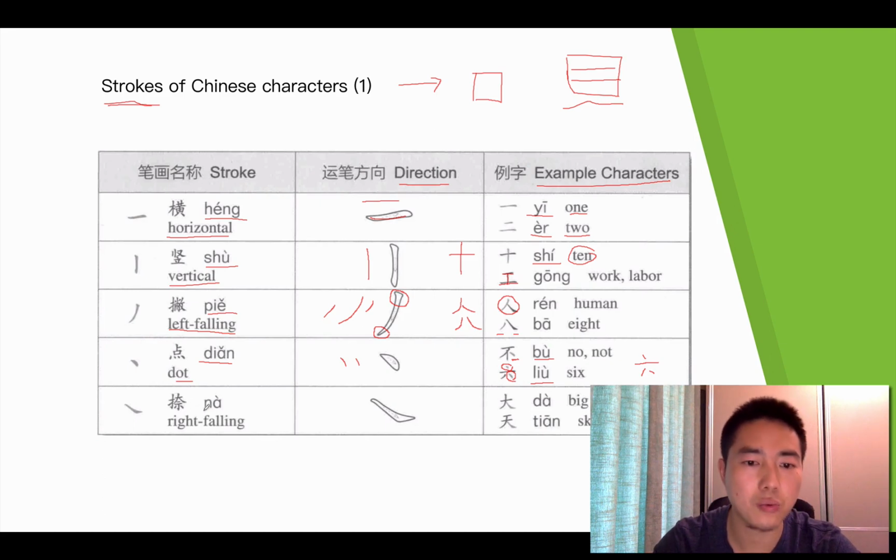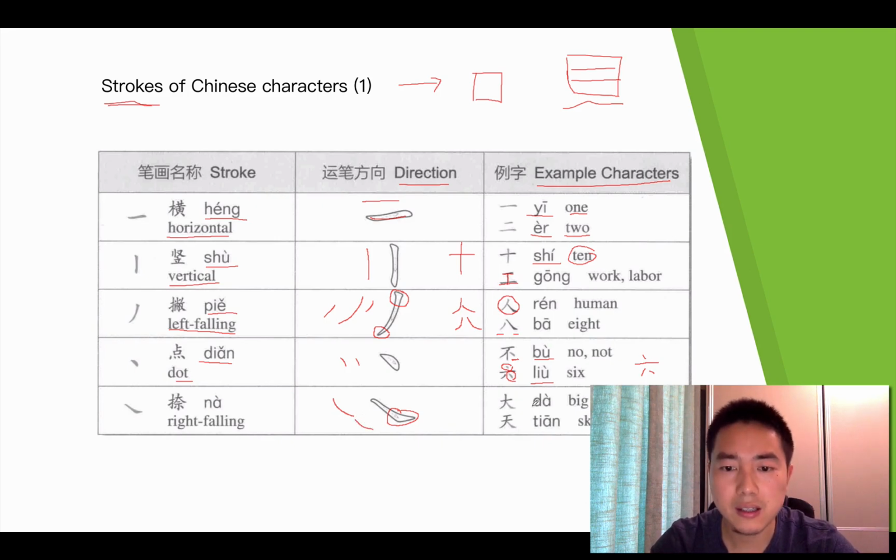Okay, the next one is right falling stroke. In this stroke, we should stress this at the ending. It means it's pressing down. So right falling, like this. Here are example characters. It's called 大, which means big. So here's the right falling. And 天, which means sky. Here's also the right falling. Okay, these are the simple strokes we're going to learn today.